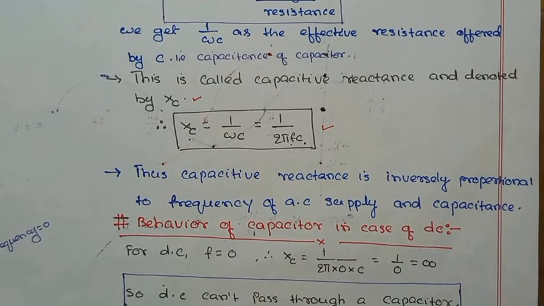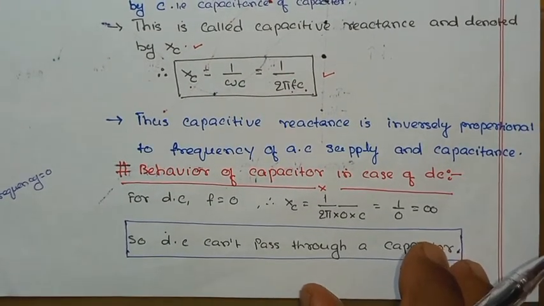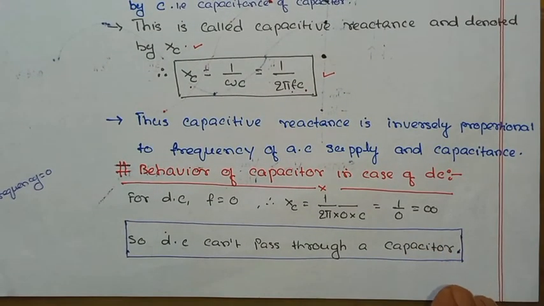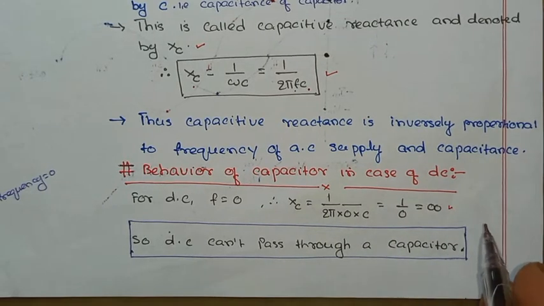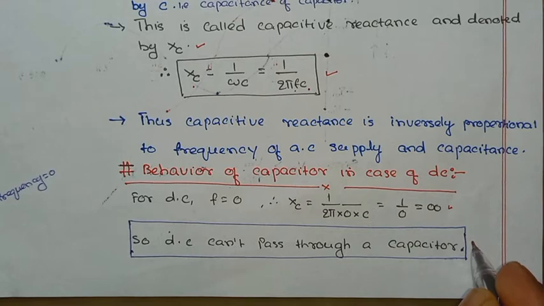अभी देखेंगे behavior of capacitor in case of DC. For DC, the supply frequency is 0. So, Xc is equal to 1 by 2 pi F c. In place of F, we will put 0. Then 1 by 0 is infinity. That means DC cannot pass through a capacitor. ठीक है? DC cannot pass through a capacitor.